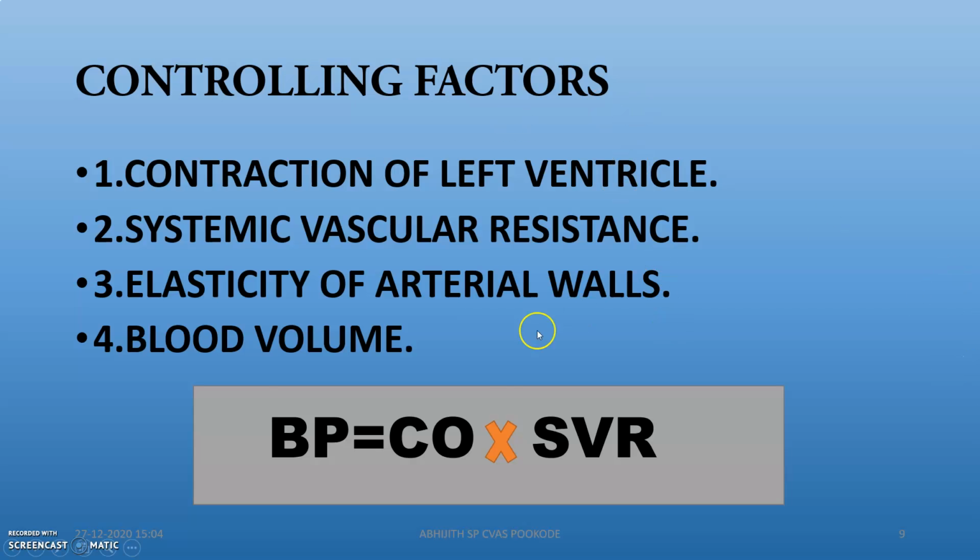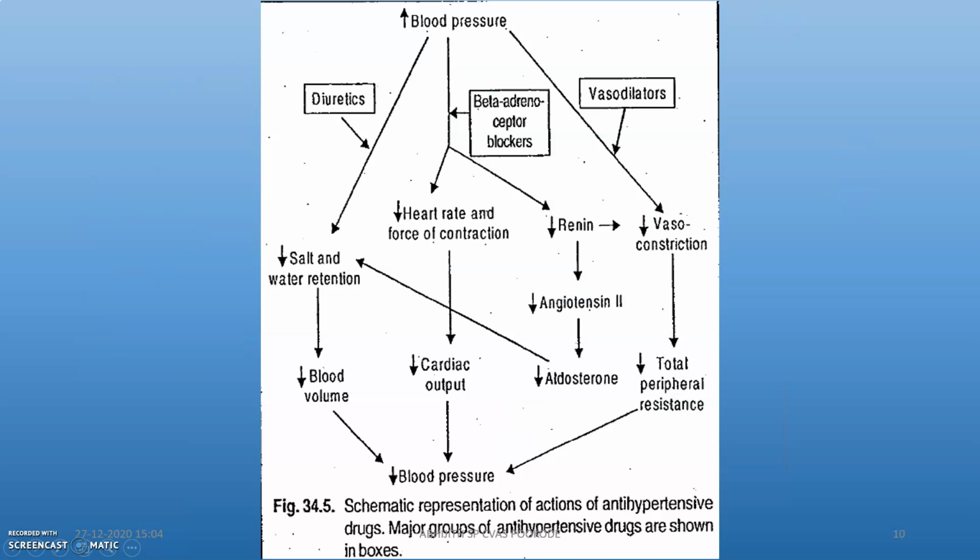Whenever the contraction of the left ventricle is greater, cardiac output increases. Or whenever the elasticity of arterial walls is decreasing, the systemic vascular resistance will increase. In these two conditions, the BP will rise. This is the increase in blood pressure. You can see the schematic representation of antihypertensive drugs and how they act.